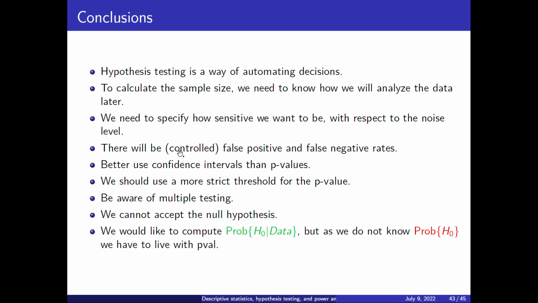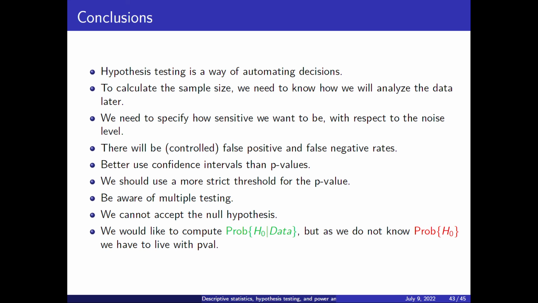And better use confidence intervals when reporting results rather than p-values. We should be more strict on the threshold for the p-value. 5% is too loose, and there is a reproducibility crisis related to the use of this 5%. It is not the only cause. There are many other causes, but yeah, the threshold and the instability of the p-value is one of them. It is one of the contributors.